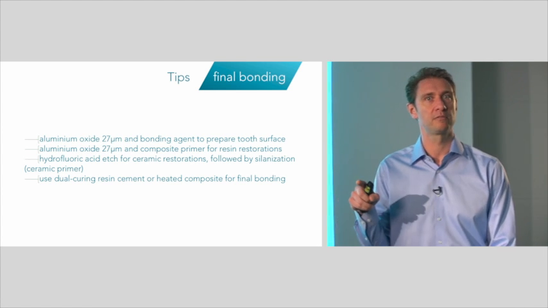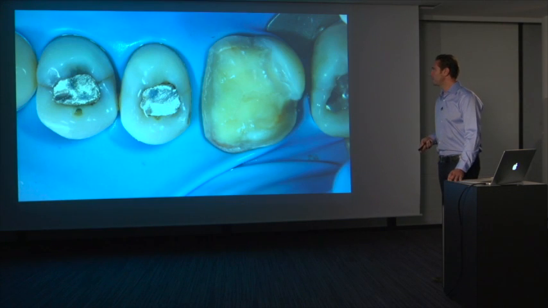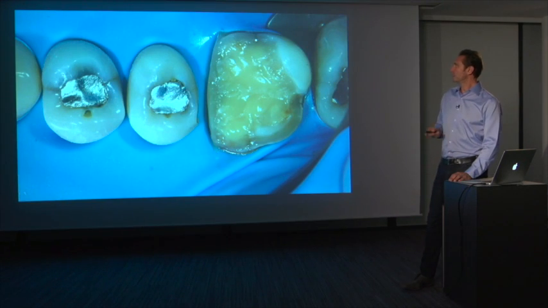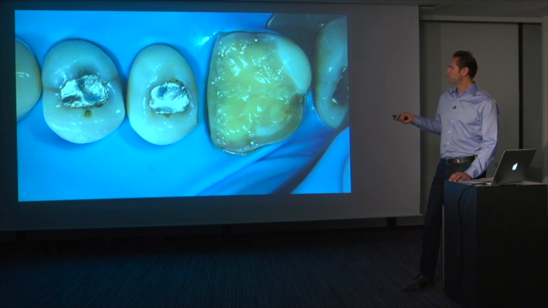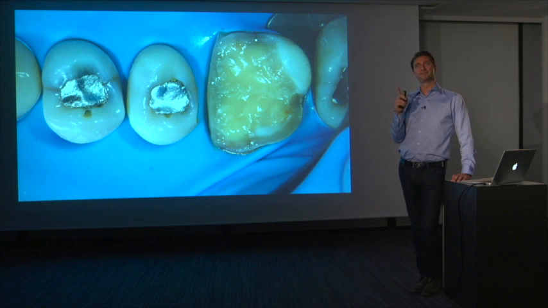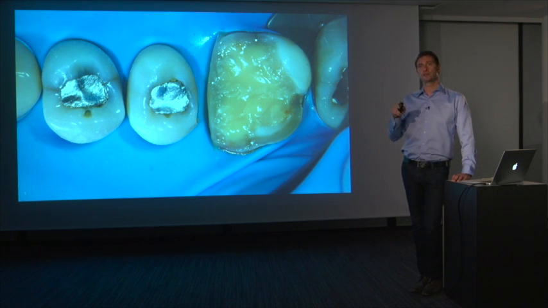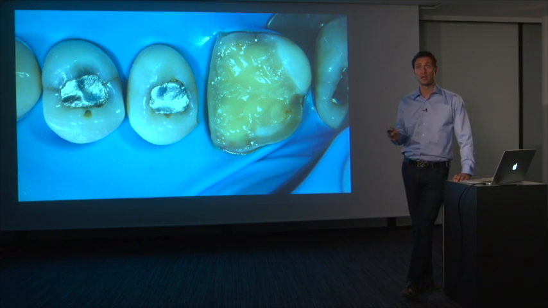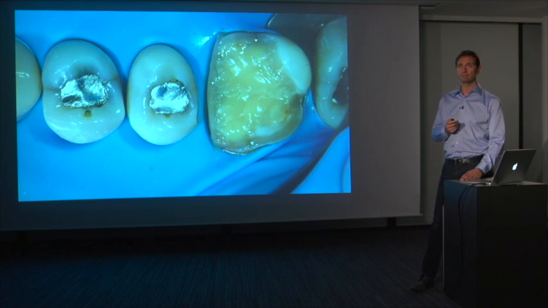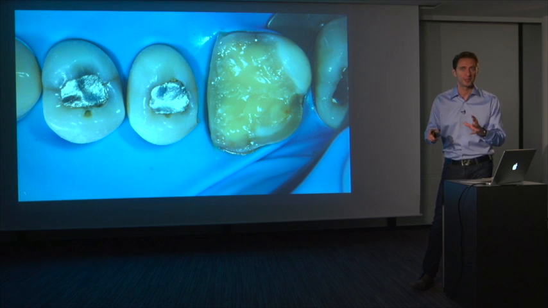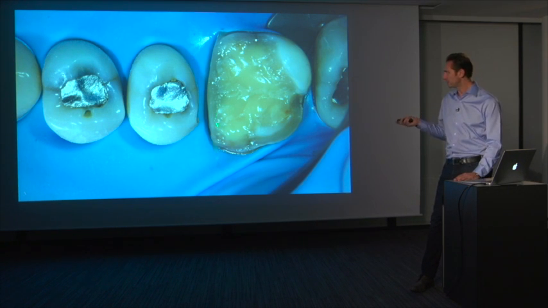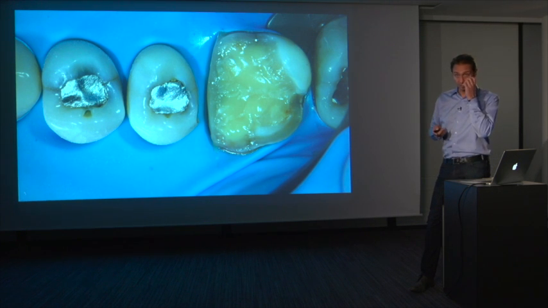So let me get back to one of the slides. As you can see, this is not Everx Posterior. Be careful. The Everx Posterior should be covered by a layer that is as thin as possible, in this case of G-aenial Universal Flow. Remember I told you it should be covered with another material. I forgot to mention it, but here you can see it's covered with G-aenial Universal Flow, okay?